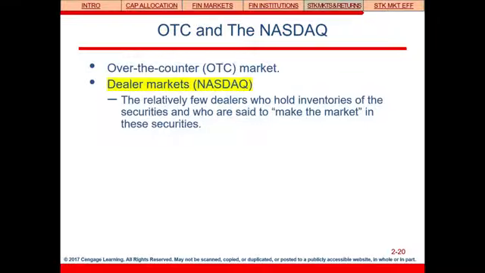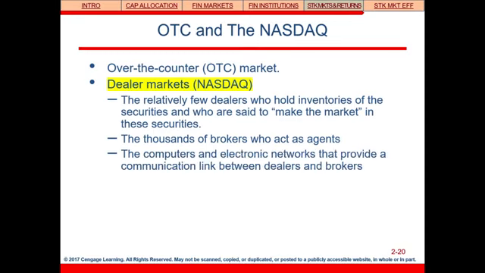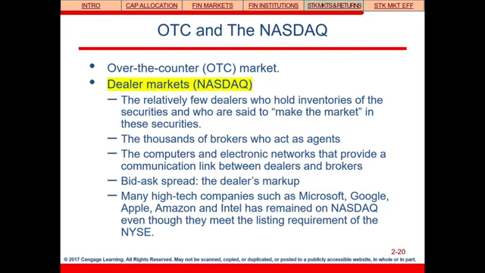And the OTC and the Nasdaq. OTC is the over-the-counter market. And the Nasdaq is the dealer's market. The relatively few dealers who hold inventories of the securities are said to make the market in the securities. There are thousands of brokers who act as agents. And it also has computers and electronic networks that provide a communication link between dealers and brokers. The bid-ask spread is the dealer's markup. That's how they make money. So they buy at a lower price and try to sell it at a higher price. And many high-tech companies such as Microsoft, Google, Apple, Amazon, and Intel have remained on Nasdaq even though they meet the listing requirements of the New York Stock Exchange. And that's why the differences are narrowing now.